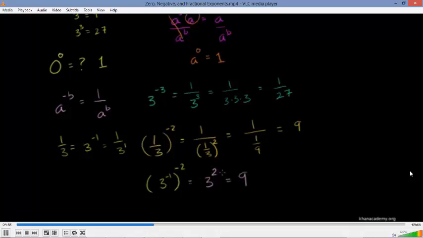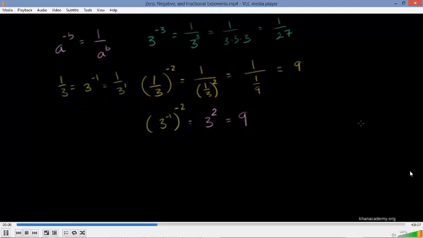So it's really neat how all of these exponent properties fit together in a nice, neat puzzle, that they don't contradict each other. It doesn't matter which property you use, you'll get the right answer in the end, as long as you don't do something crazy.